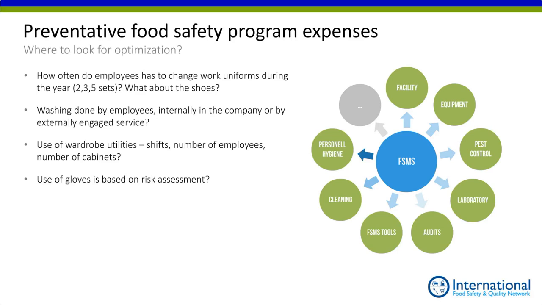Again, I heard several days ago in one audit about wardrobe utilization. How many cabinets do you have for employees' wardrobes? Do you have one cabinet for one employee? And then you have three shifts, and 300 employees in three shifts, and then you have 300 cabinets. Or maybe you can have 100 cabinets for 300 employees. Why? Because one cabinet can be used by three of them in different shifts.